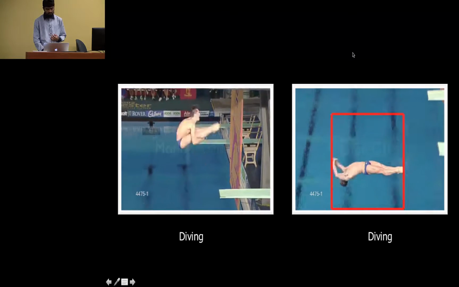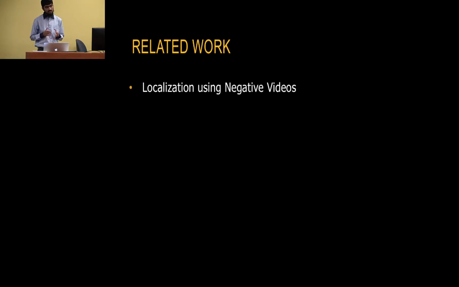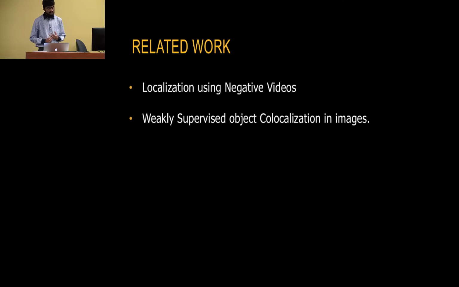So this is quite an active area of research, and there has been a significant amount of work related to that in the literature. For example, there has been object localization or action localization and object segmentation using negative videos. Negative videos means videos that don't have the labels of the videos we are interested in. Then there is also weakly supervised object co-localization, in which we have multiple videos or multiple images, and we want to localize the common pattern or the common object across them.